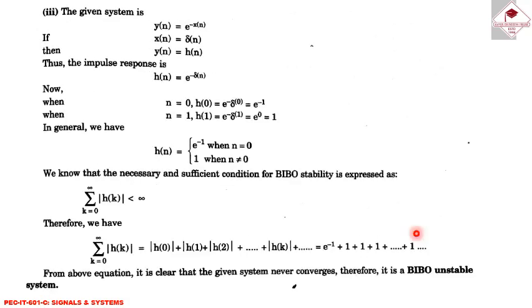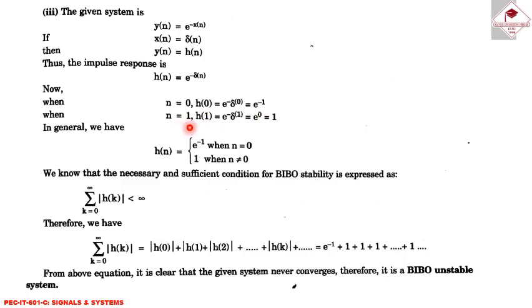Another question we are having: y[n] = e^(-x[n]). So in this case, x[n] = δ[n] and y[n] = h[n]. Therefore, the impulse response is h[n] = e^(-δ[n]). We are putting various values, one for n = 0, another for n = 1. When n = 0, h[0] = e^(-δ[0]), that is e^(-1).